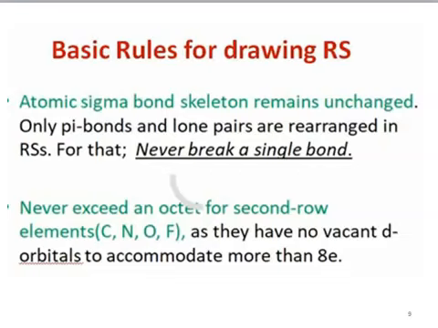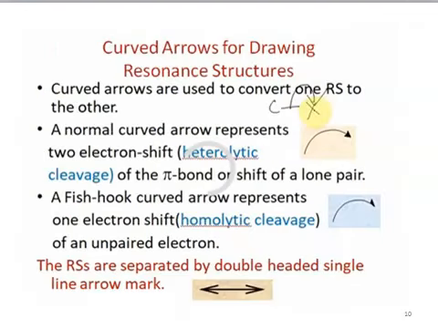Nitrogen can only form 3 bonds, but the element in the period below it, that's phosphorus, can form 5 bonds because it has the d orbital, right? So for second row elements, you must keep in mind that you cannot exceed the octet.